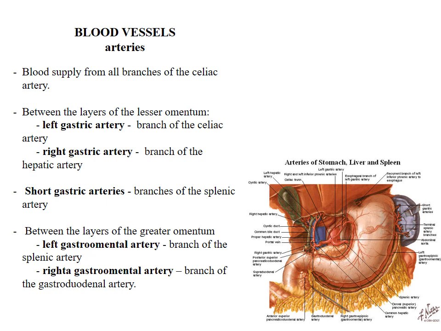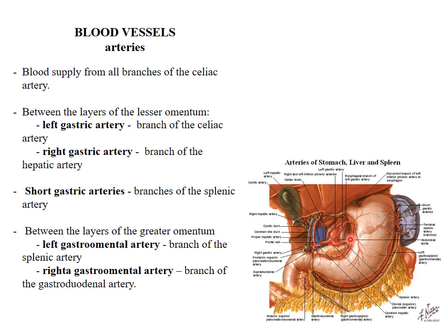The stomach receives blood supply from the branches of the celiac trunk. This is the celiac trunk or celiac artery. The celiac trunk has 3 terminal branches. First is the left gastric artery, the second is the splenic artery, and third is the common hepatic artery. The common hepatic artery gives the hepatic artery proper for the liver, and the gastroduodenal artery.